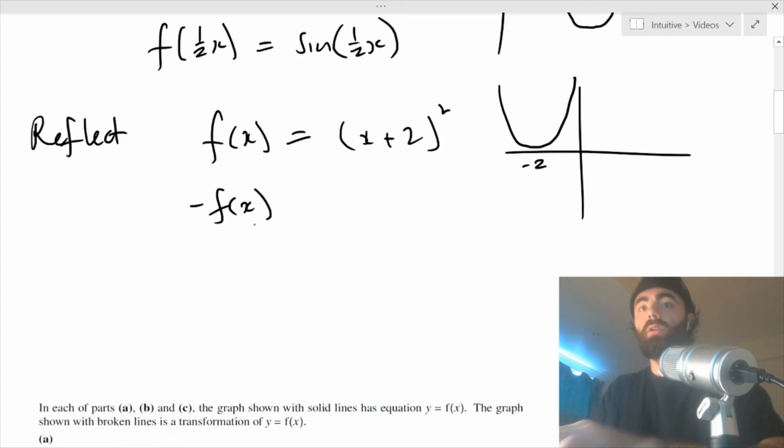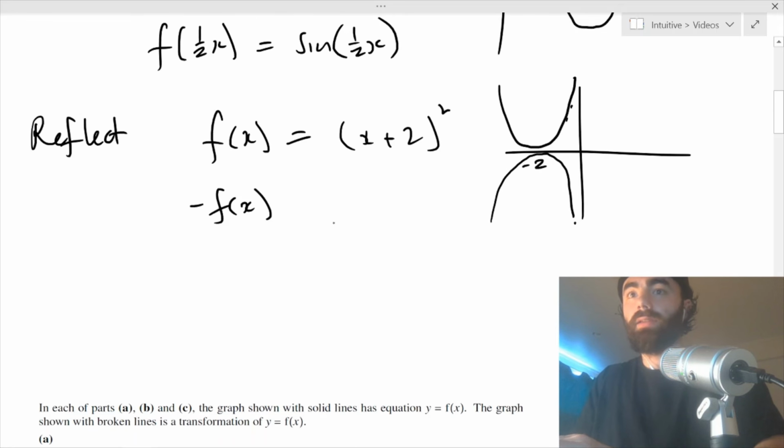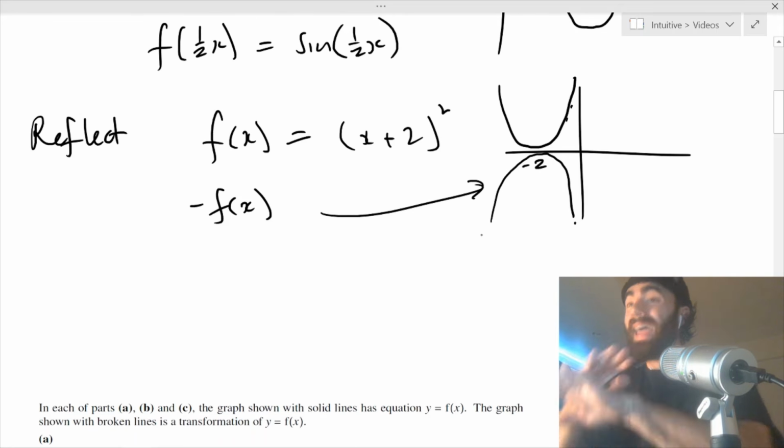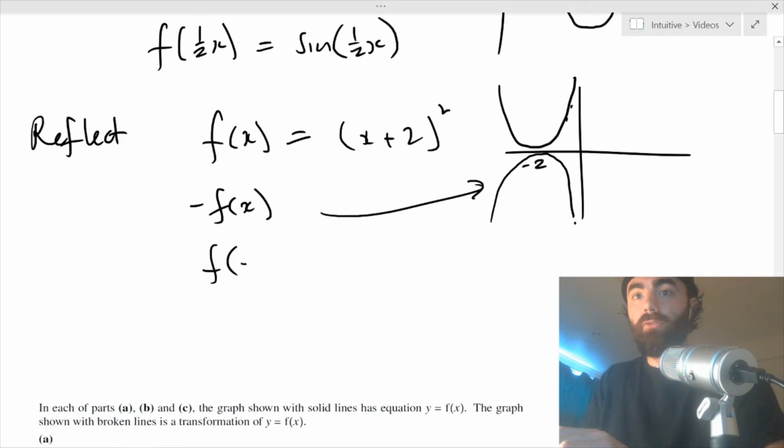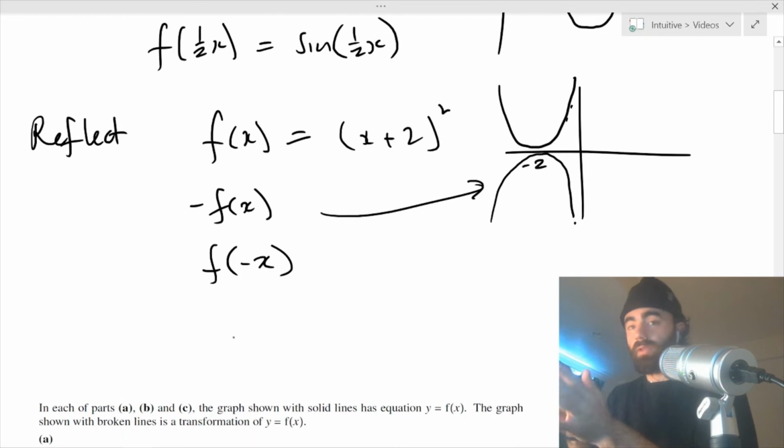So all of the f of x points are now going to be minus f of x points. So all these points here now will go to here. So you could say it's reflecting in the x-axis. And if it was f of minus x, well, now we're changing all the positive x points to minus x points.